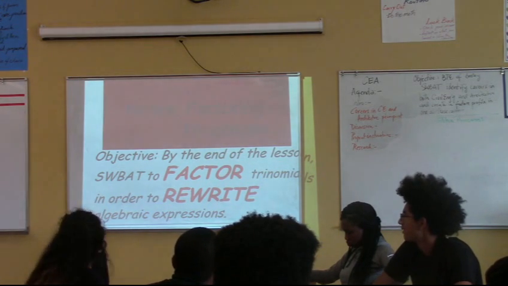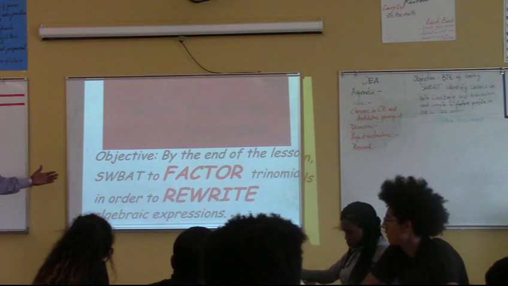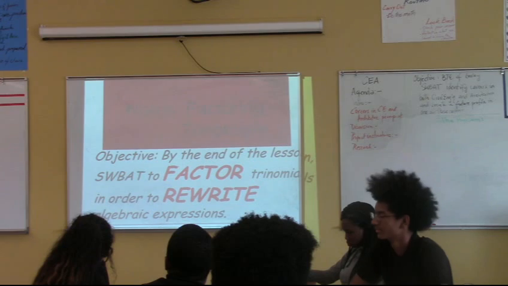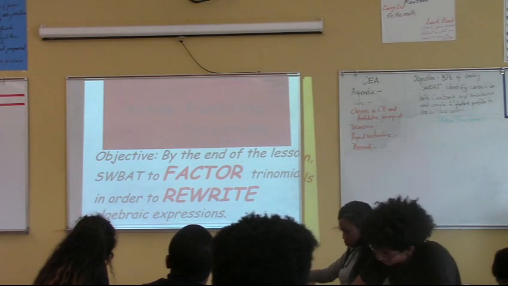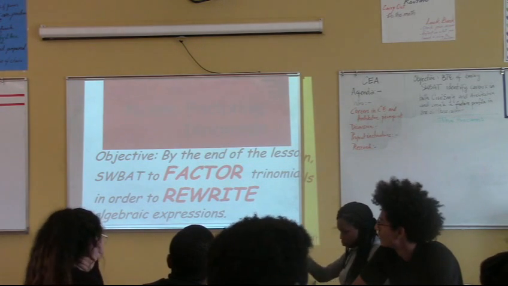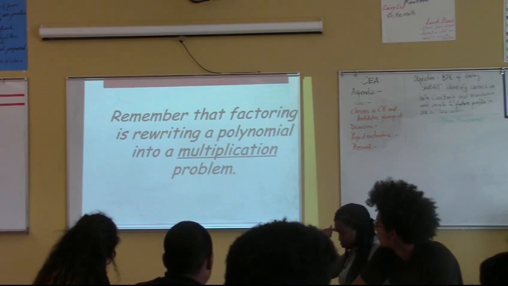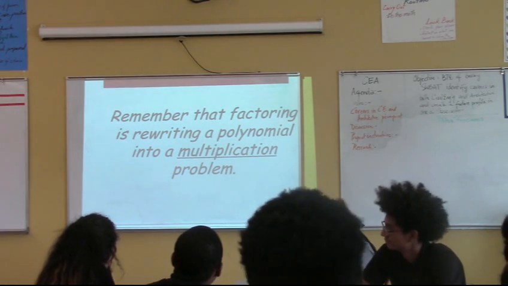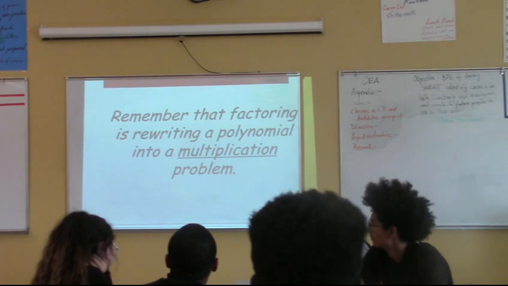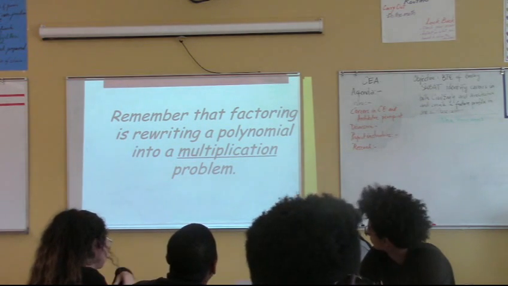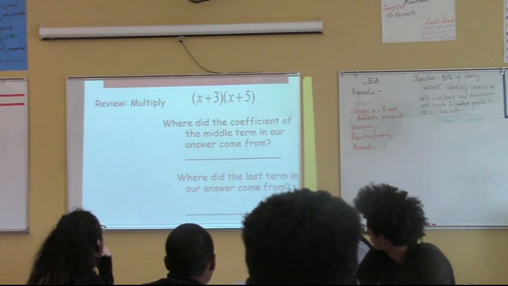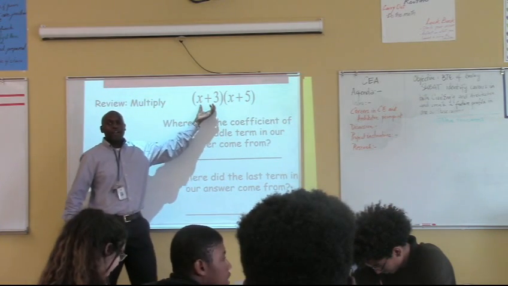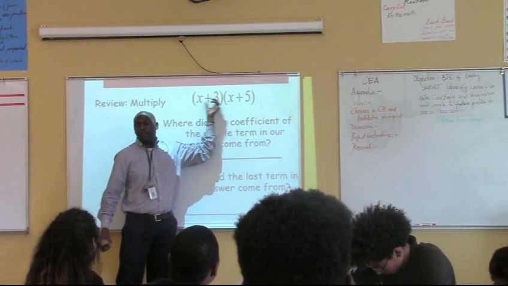Alright, so here we talk about factoring trinomials. We talked about trinomials, we have 3 terms. So by the end of the lesson, we're going to be able to factor trinomials in order to rewrite algebraic expressions. Remember that when we talk about factoring, we're talking about rewriting the polynomial as a multiplication problem. Our first method is where the trinomial comes out to look like this.